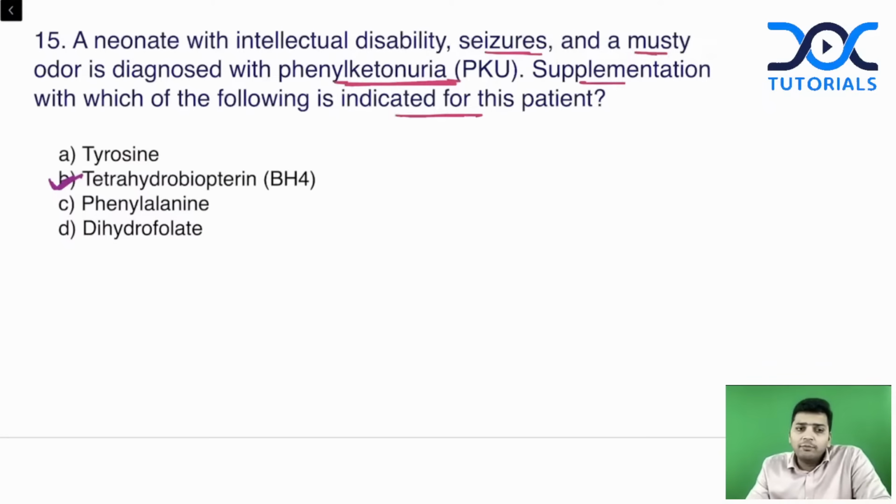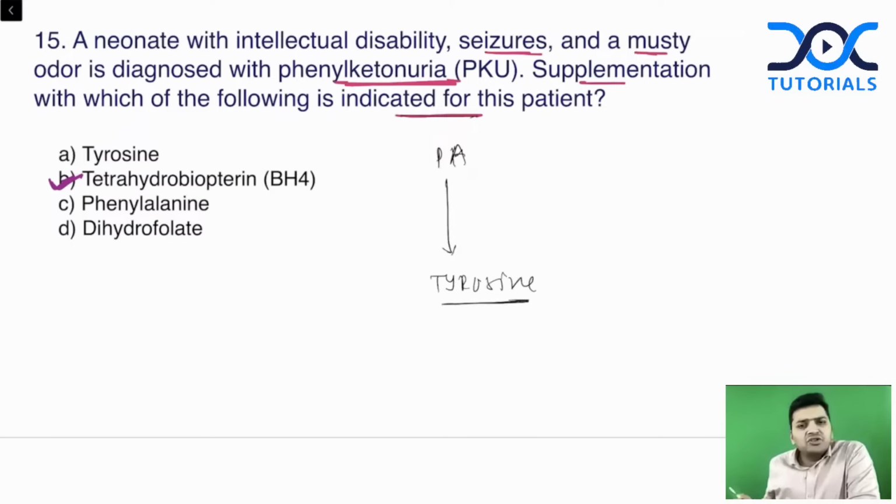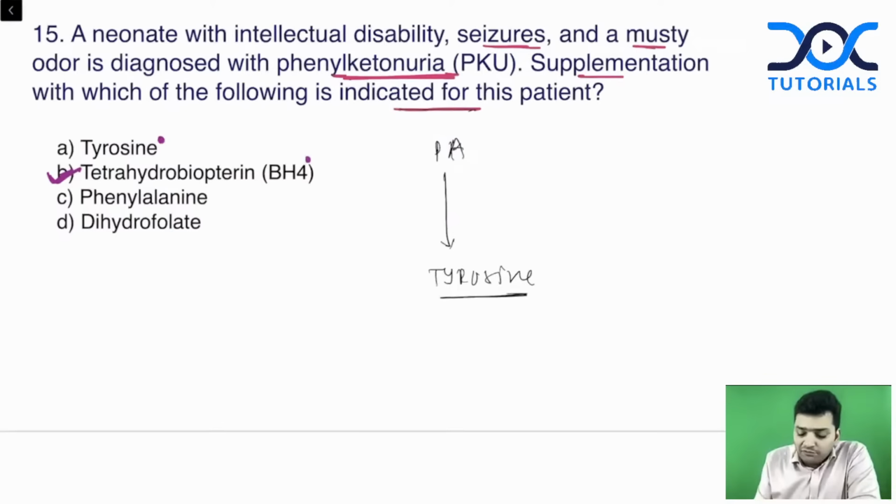Now, you may say that we should give tyrosine also. Yes, tyrosine is going to be supplemented, but the idea is that in phenylketonuria, basically the phenylalanine is unable to convert into tyrosine. But it's not that not even a single molecule will be converted. So there are two answers that could have been in this choice. You could have given the answer of tyrosine or BH4, but the better answer will be BH4, because if you give BH4, you are actually treating the disease.